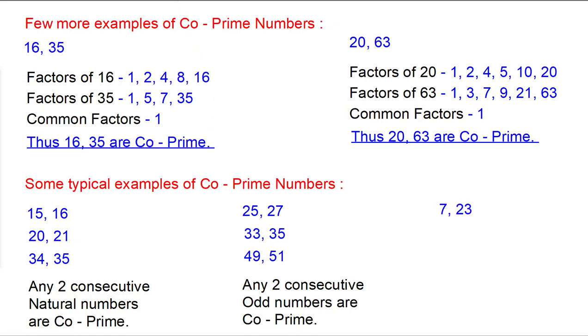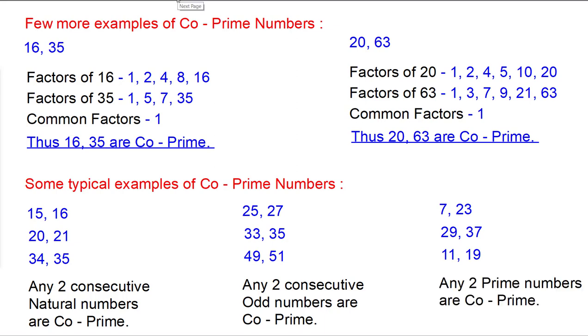After that, 7, 23 represent a coprime pair. 29, 37 is also a coprime pair. 11, 19 is also a coprime pair. So from this we can say that any two prime numbers always represent a coprime pair.